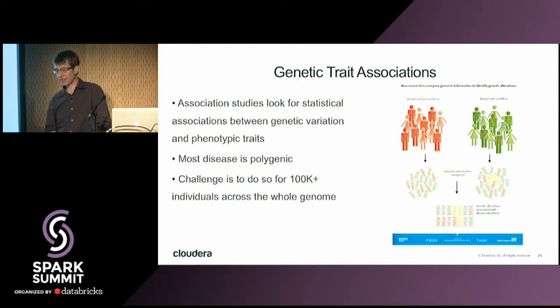So the idea here is that you are looking for genetic trait associations. So if you have populations of controls and cases, the cases have some particular disease typically. So for example, type 2 diabetes, and then the controls don't have that disease. And then you're looking for associations between the genetic variation and the disease.